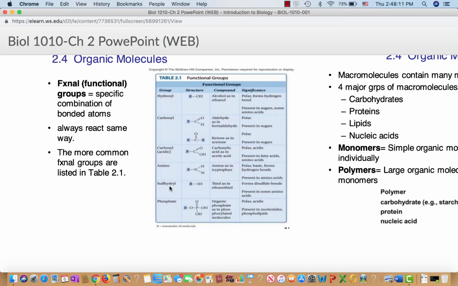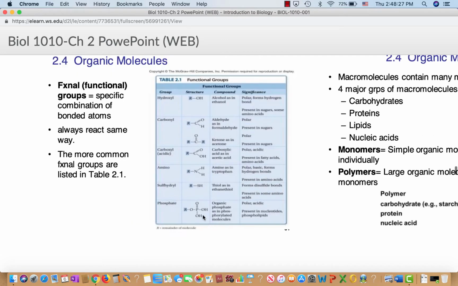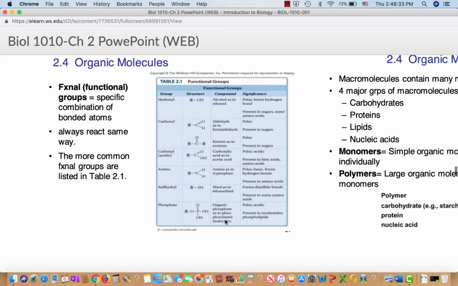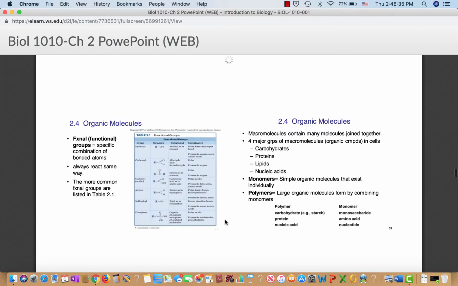Sulfhydryls, again, very cleverly named. It has a sulfur and a hydrogen. Phosphate groups, you're going to see so many phosphate groups when we start talking about cellular respiration and the kinase that phosphorylates the kinase, and on and on and on. Just understand that it's typically used as an energy carrier. And we'll try to return the zoom without breaking this.